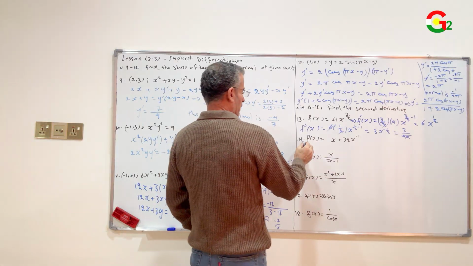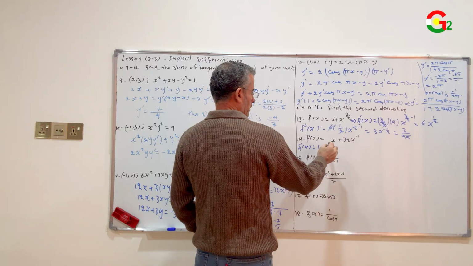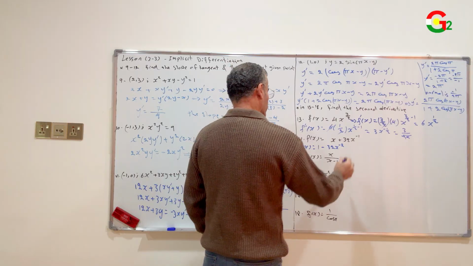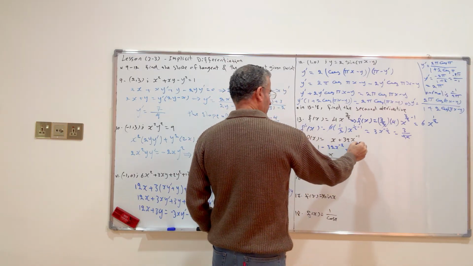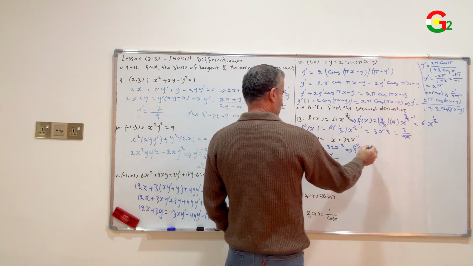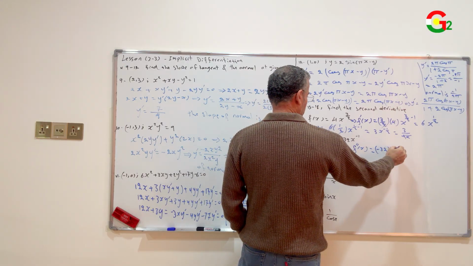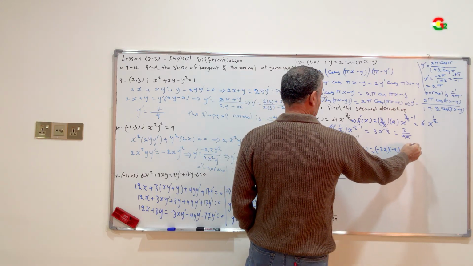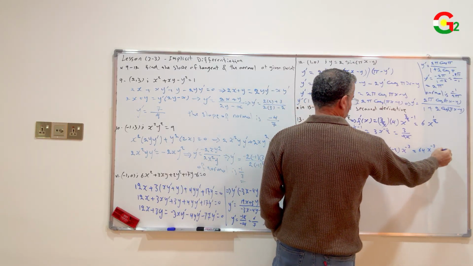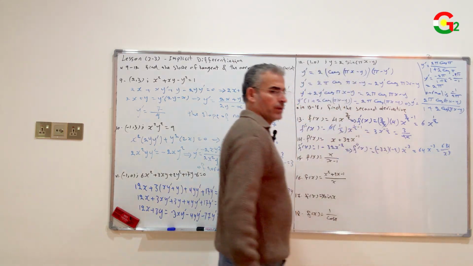Number 14. The first derivative f prime of x equals 1 minus 32 x to the negative 2. Then the second derivative f double prime of x equals the derivative of 1, which is 0, minus 32 times negative 2 x to the negative 3, equal to 64 x to the negative 3, equal to 64 over x to the power 3.